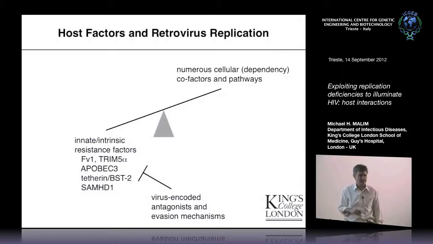As I said at the outset, our general approach in the lab is often to look at situations where HIV is unable to replicate, be it because of a mutation that's been put in the virus, or cells of a particular species that don't support particular steps of replication. That's generally our starting point for trying to unravel what's going wrong, to then understand what's going right when HIV can replicate in a human cell.